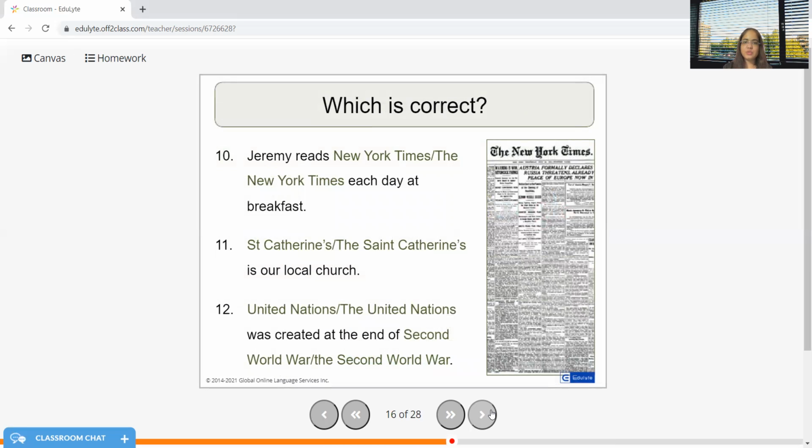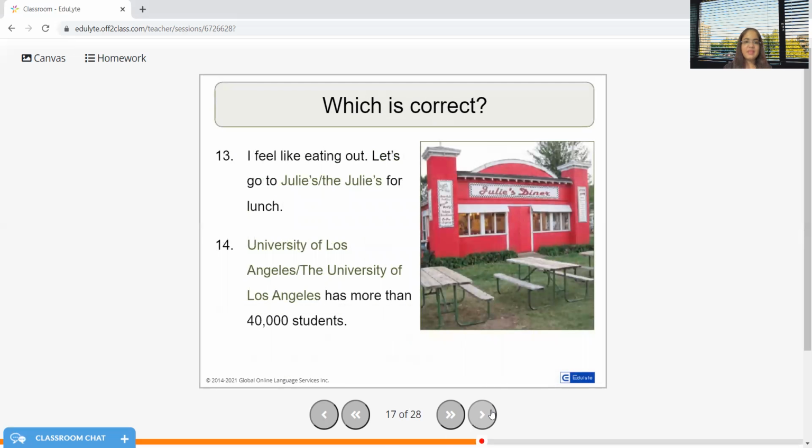Let's find which word is correct. Jeremy reads the New York Times each day at breakfast. St. Catherine's is our local church. The United Nations was created at the end of the Second World War. I feel like eating out. Let's go to Julie's for lunch.